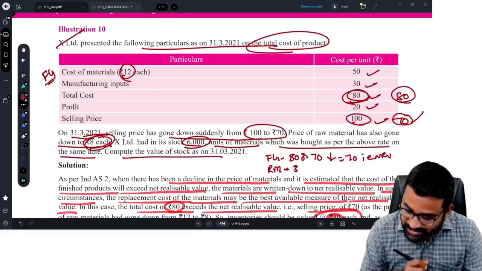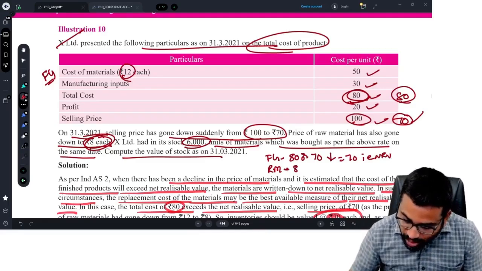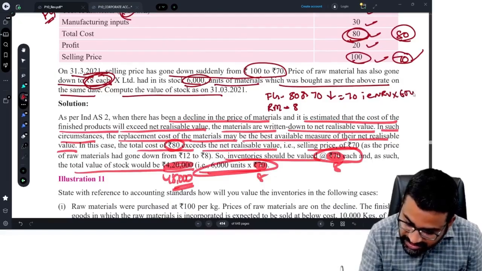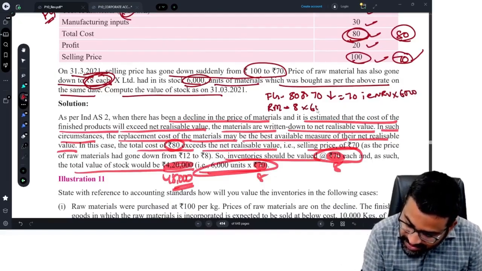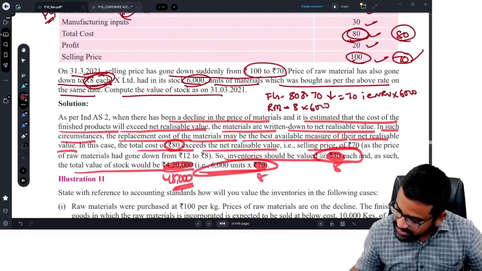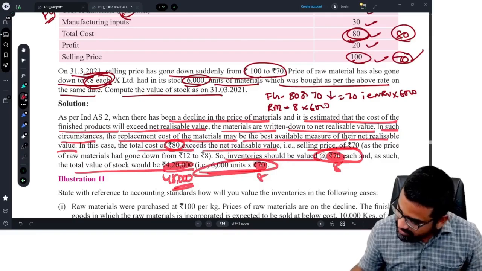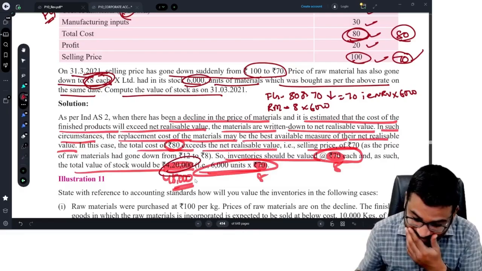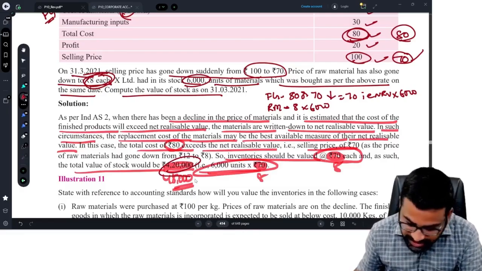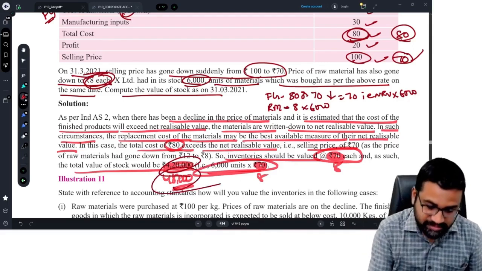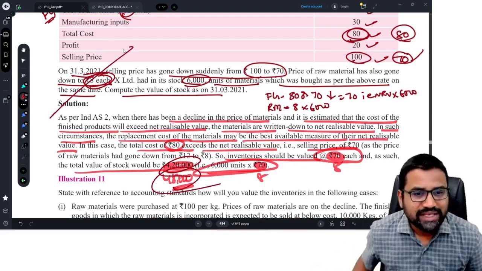So 8 rupees. So here 70 into how many units, sir? 6,000 units. So therefore 6,000 into 70, 4,20,000. This is finished goods value. And what about raw material? 8 into 6,000. It will be 48,000. See the questions please. Very, very simple.